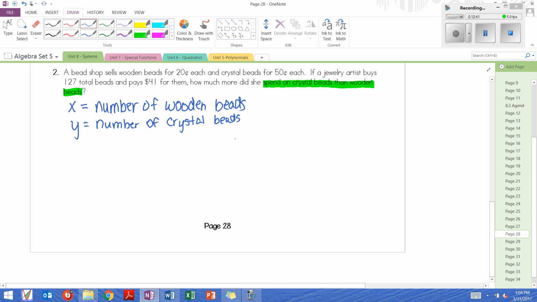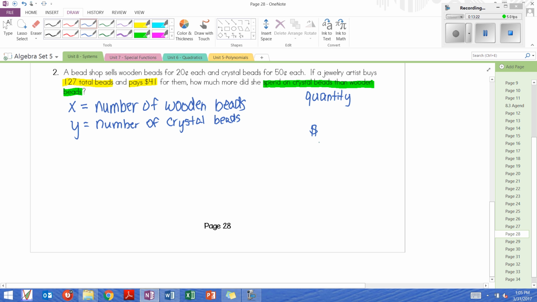So now we have what our two variables are. Let's come up with our equations. Well, they gave us two important pieces of information. We know that there were 127 beads bought, and we also know that $41 was paid for them. So I'm dealing with two things here. I'm dealing with total beads, or the quantity of beads, and I'm also dealing with the money spent. So I have like a money equation and a quantity equation.